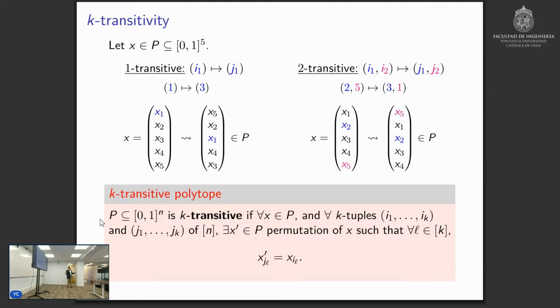And in general, you can just say, well, now take k. This k is a natural number between 1 and n. And you say that P is k-transitive if you can do this for any pair of k-tuples. So it's just a generalization of what I just did. Then x prime is basically this vector that you have there, and that needs to be feasible.